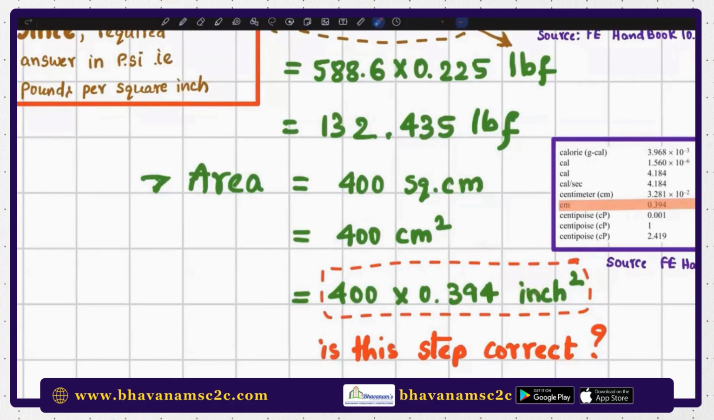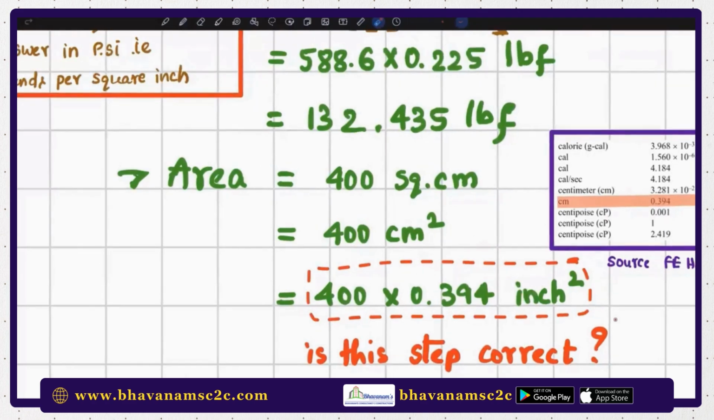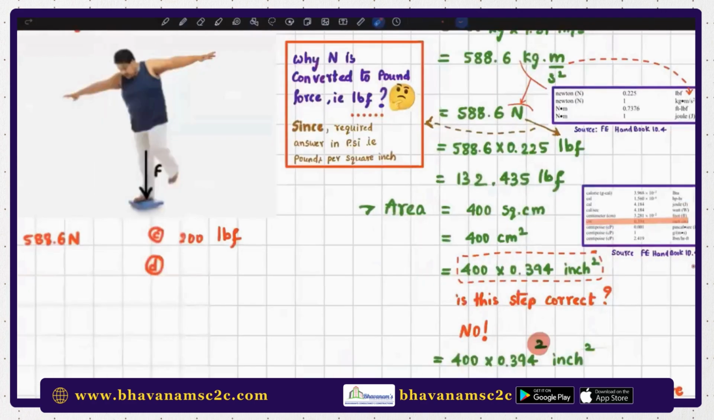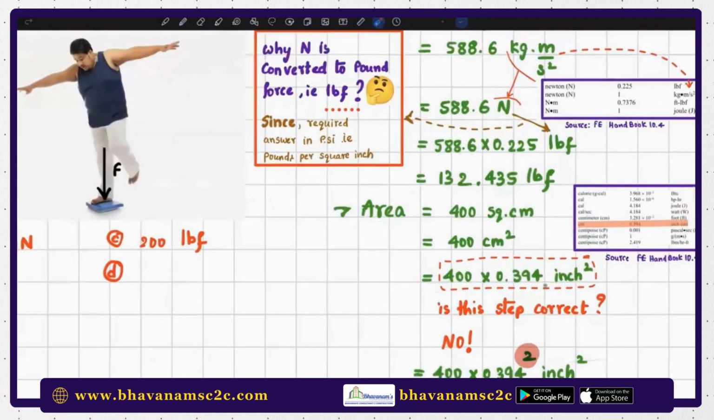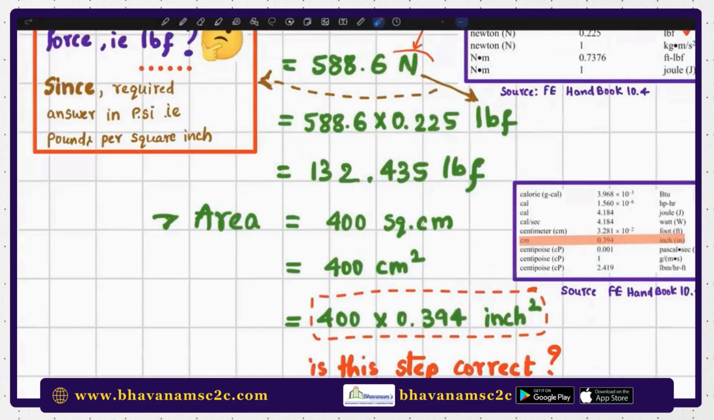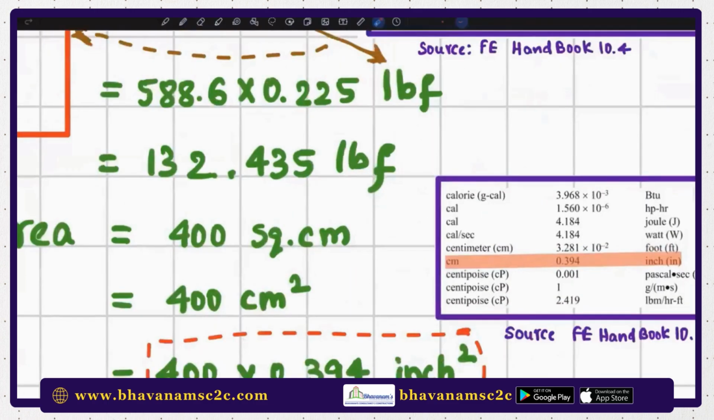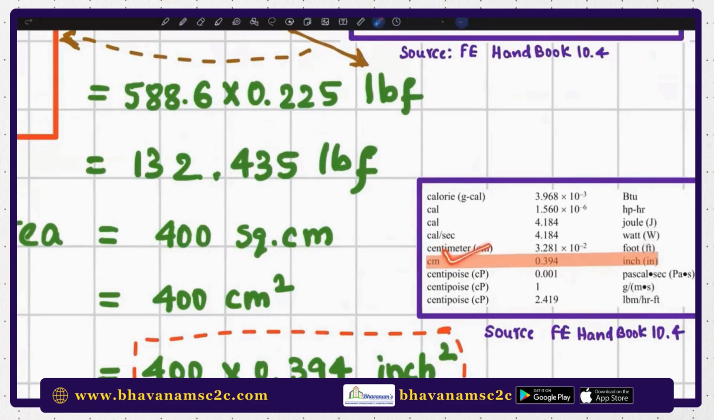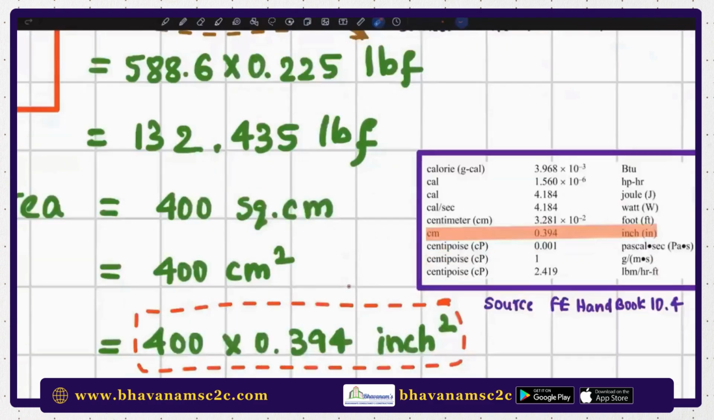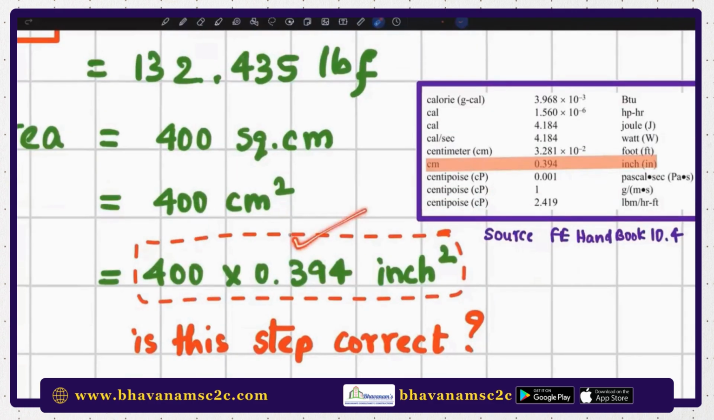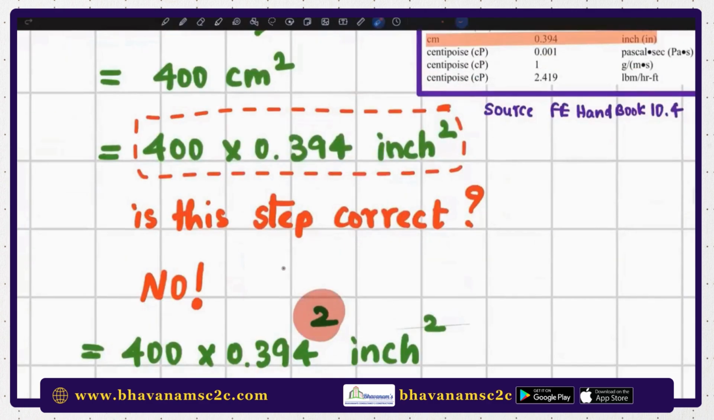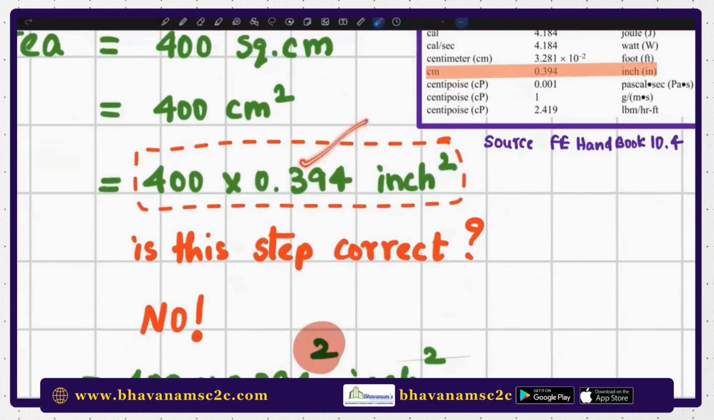So what is 1 centimeter? Go to the handbook. I'm facing a bit of difficulty in zooming. Okay, 1 centimeter is equal to 0.394 inch. So since I want to convert centimeter to inch, I will multiply by the factor 0.394. Then you get some answer. Is this step correct?